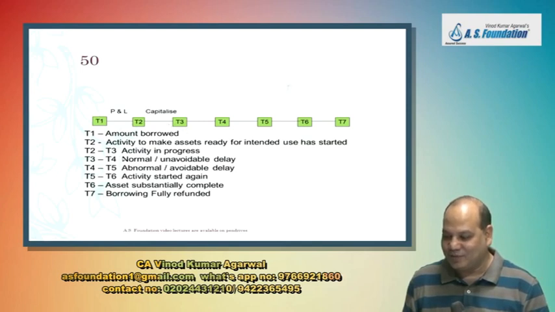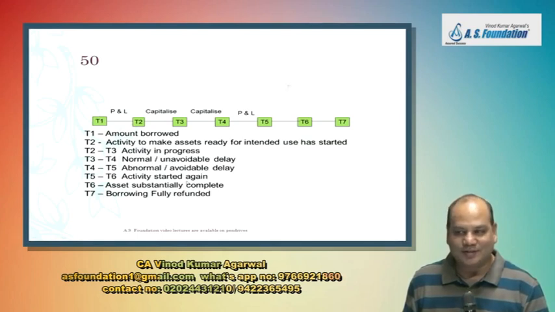T3 to T4, unavoidable delay. Capitalize. T4 to T5, avoidable delay. Suspension of capitalization. P&L account. T5 to T6, activities started again. Capitalize.